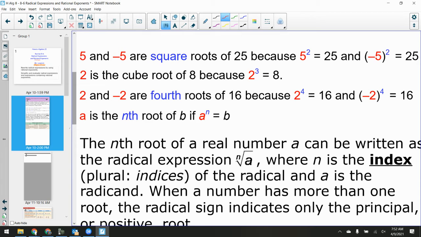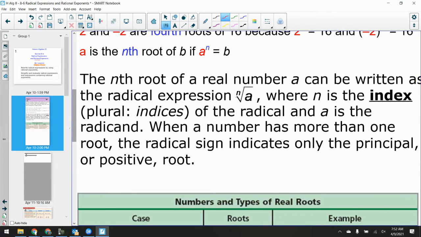Okay? We could say a is the nth root of b if a to the nth power is equal to b. If I can take that base to any sort of power and get that bigger number, that's my answer. That's my nth root. The nth root of a real number, a, can be written as the radical expression n root of a. That n is tucked in the little corner there of the radical symbol, right? That n is called the index, right?